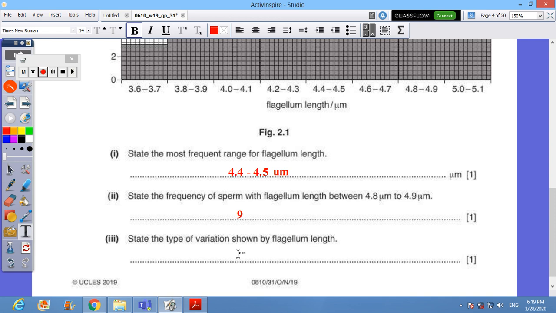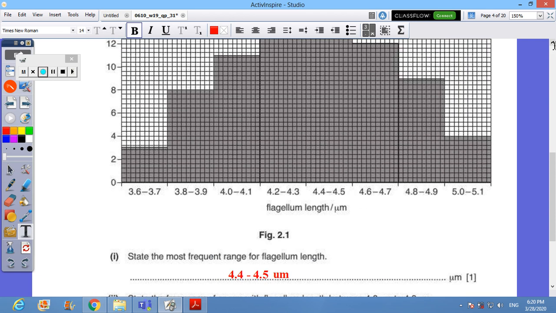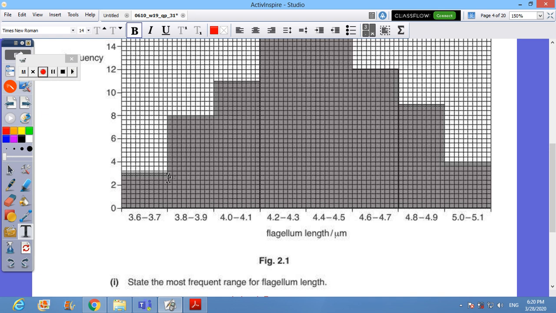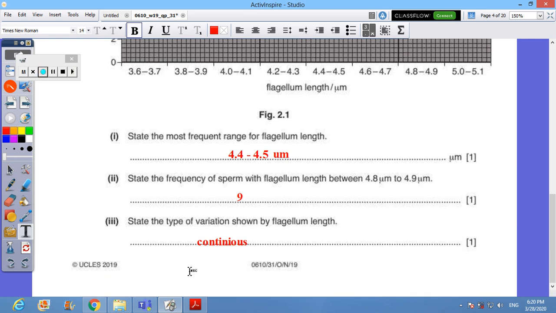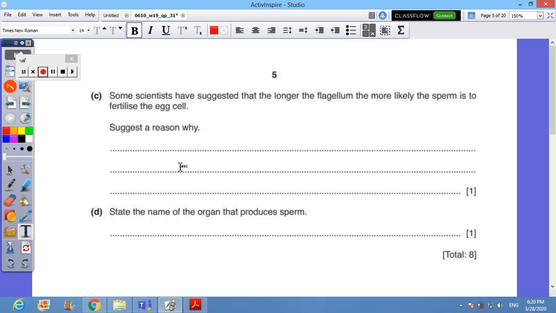State the type of variation shown by the flagellum. We did study 2 types of variation. One called continuous, one called discontinuous. This one is continuous. Where does this name come from? If you look at the data on the graph, you will see that the bars are attached to each other. There is no gap between bars. They are stuck to each other as one body. Which means that the data are continuous. When we have a histogram, this is continuous. It's affected by the genetic factors and the environment as well. One good example is your body mass and how tall you are.